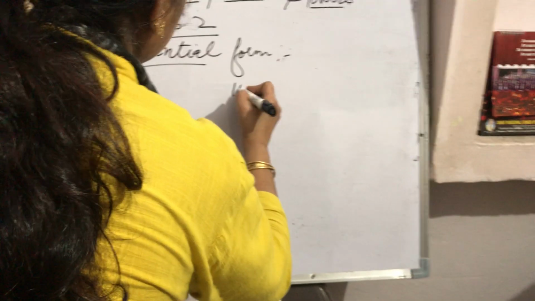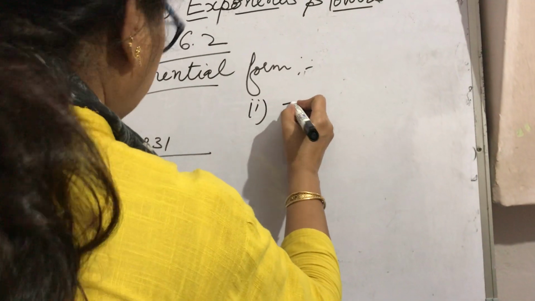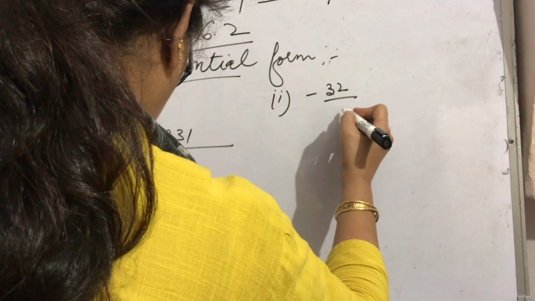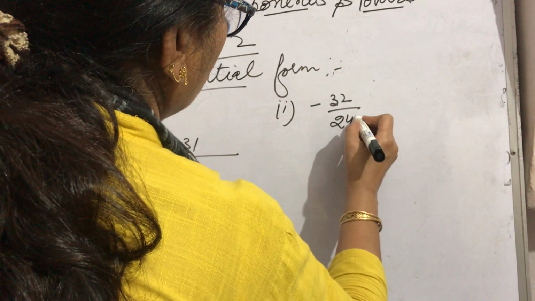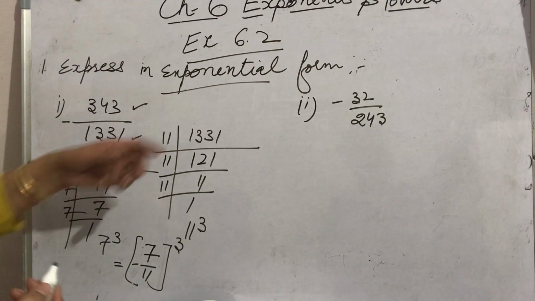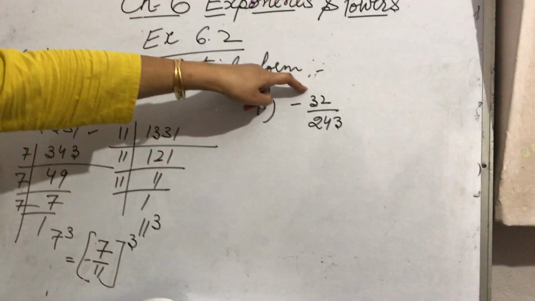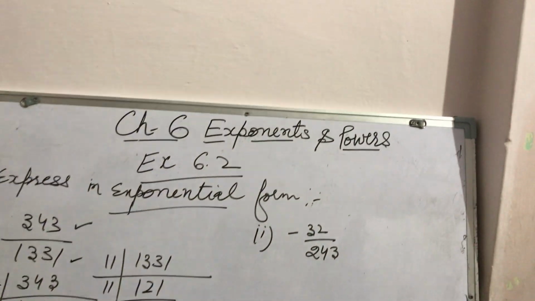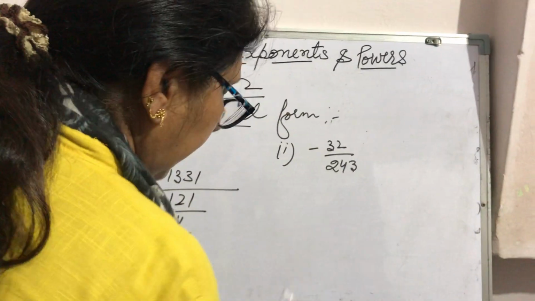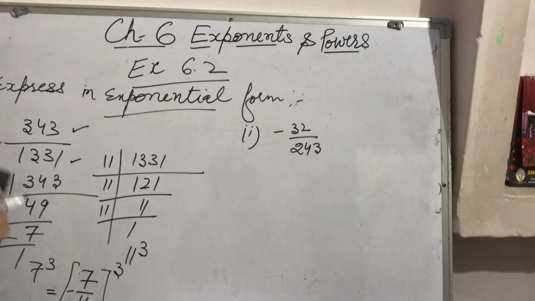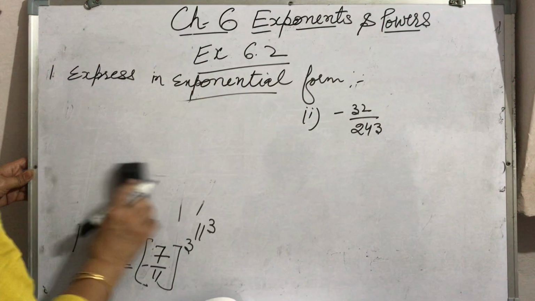Next, second part, minus 32 upon 243. You can do this: the numerator base you can make 2 and the denominator base you can make 3. So find the prime factors, you will do it yourself. Now the third part of the same question.